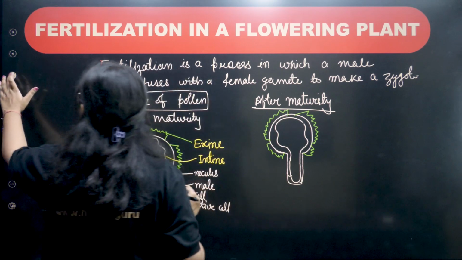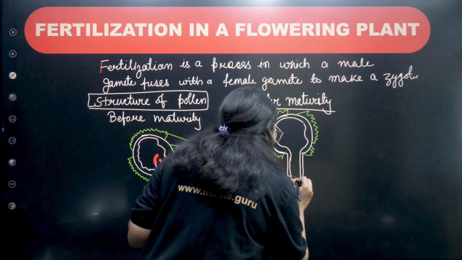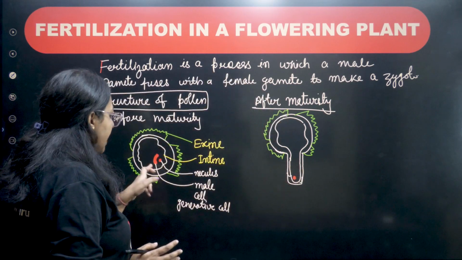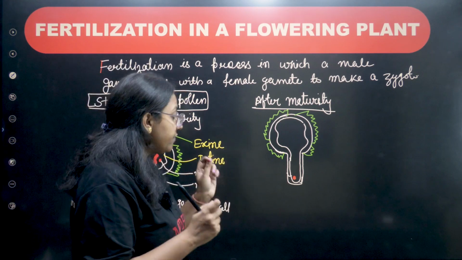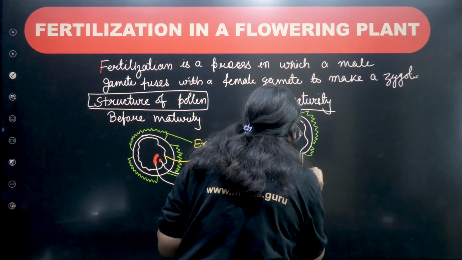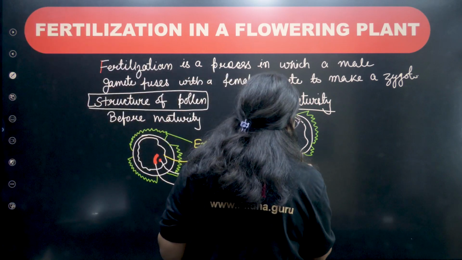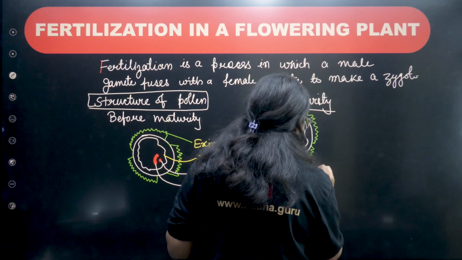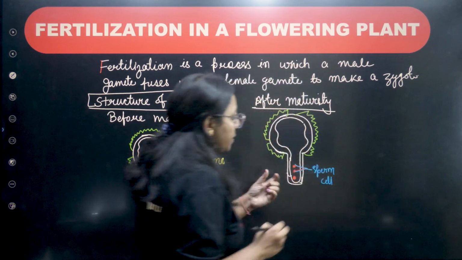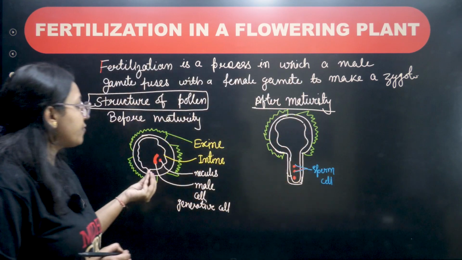This is our outer layer and inner layer, and inside it, as there was a small tube-like nucleus, it will be there as it is, but the male generative cell will be divided into two small parts, and they will make two cells. These two cells are known as sperm cells. Two sperm cells are there. I hope this is very clear. This is after maturity and this is before maturity.